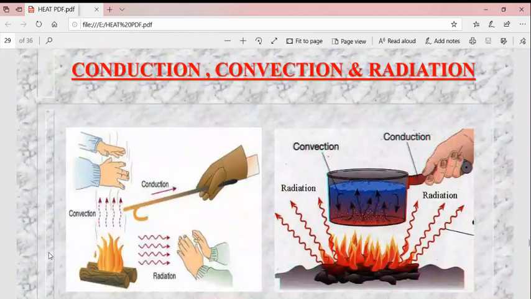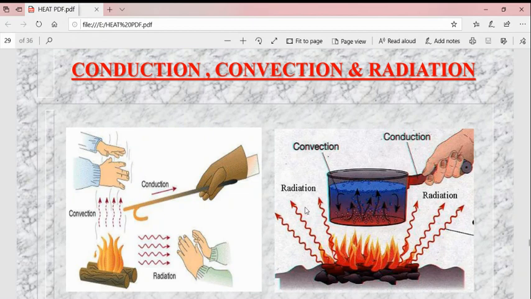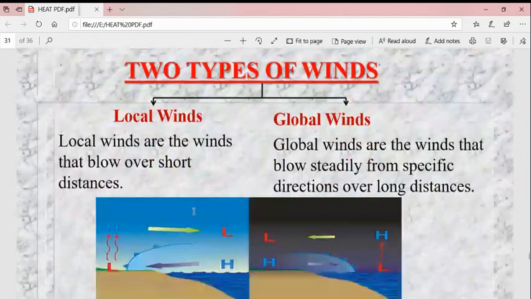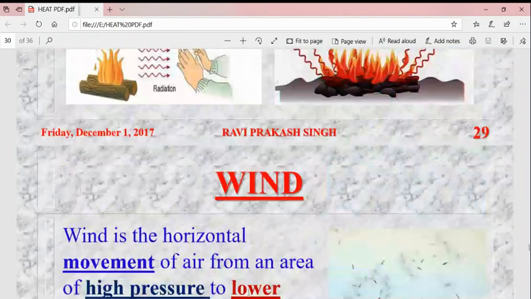So finally we have completed the methods of heat transfer, that is conduction, convection and radiation. Conduction takes place mainly in solids, convection takes place in a medium, that is water and air, and radiation is nothing but the waves which are emitted from hot bodies. So the next topic we will study in the next class.